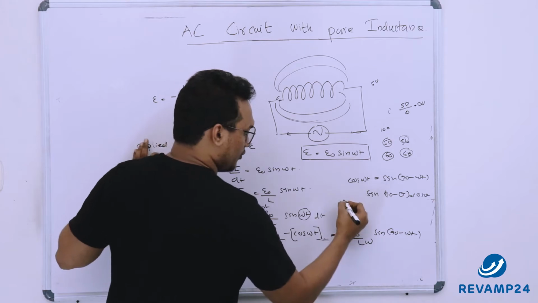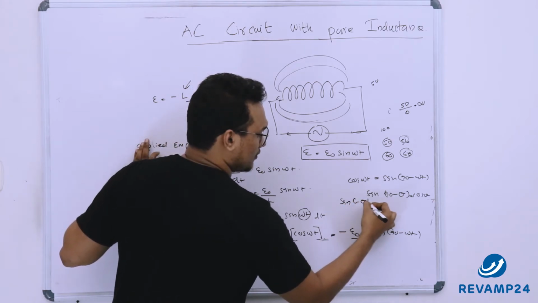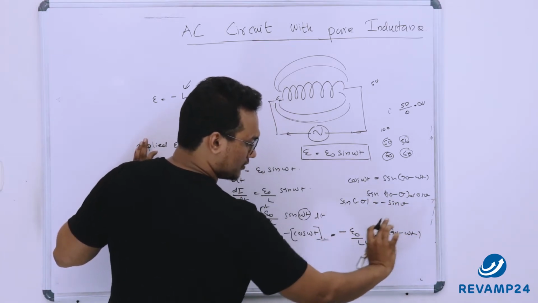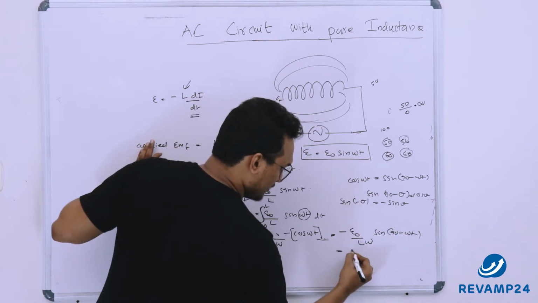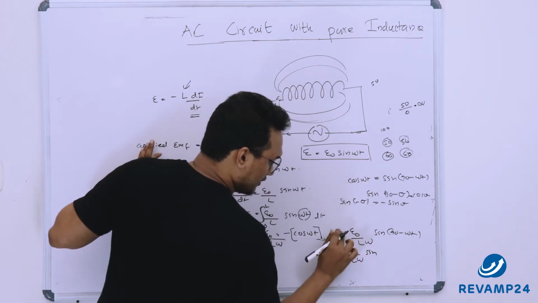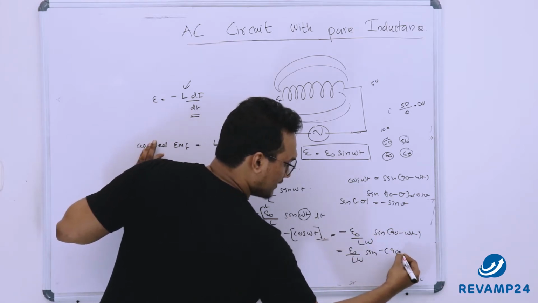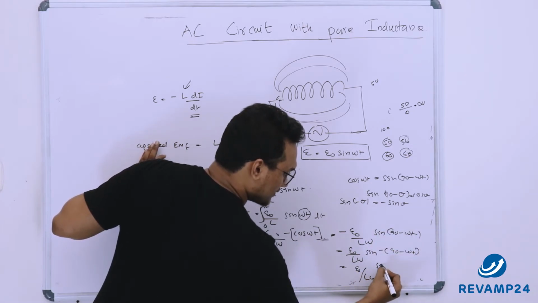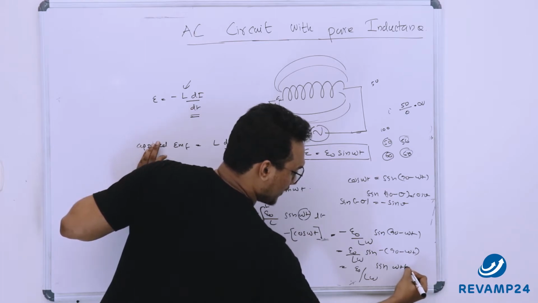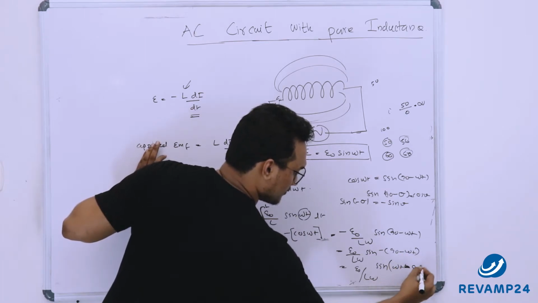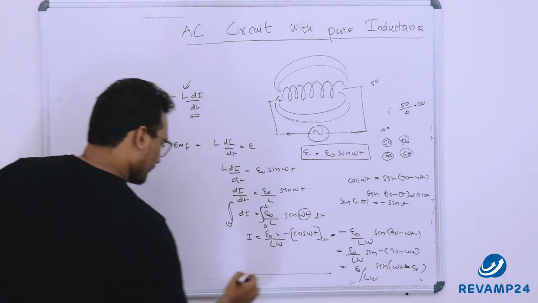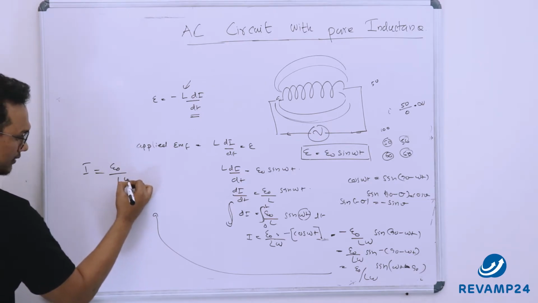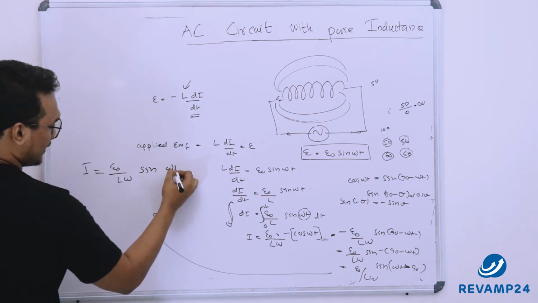Now E0 by L omega into cos omega t is sine 90 minus omega t, and we have a negative sign here. And one more thing, sine minus theta is equal to minus sine theta. Now this is minus sine theta, right? So this can be written as sine minus theta. So E0 by L omega into sine of, this minus will go inside, minus of 90 minus omega t. So E0 by L omega into sine of omega t minus 90. I is equal to E0 by L omega into sine of omega t minus 90.